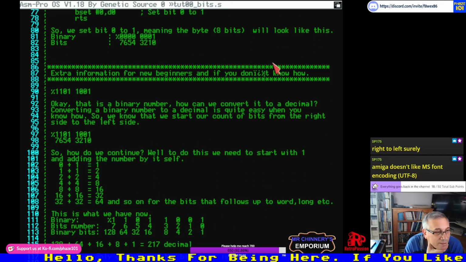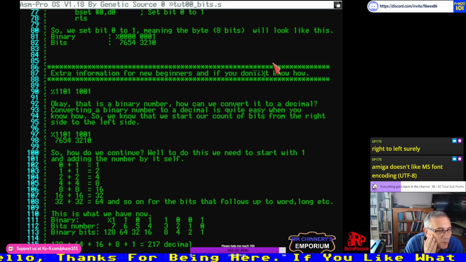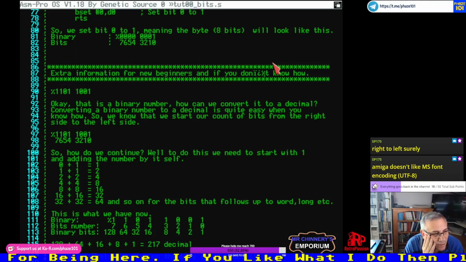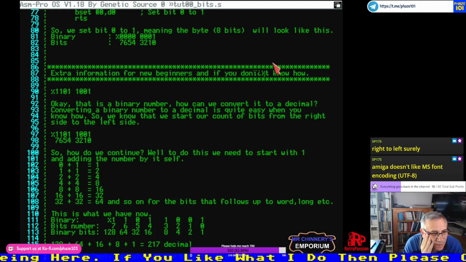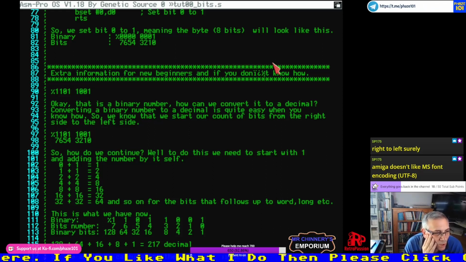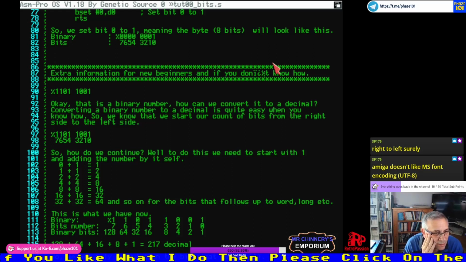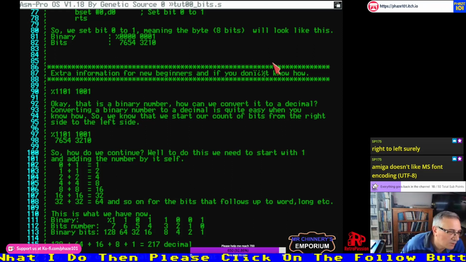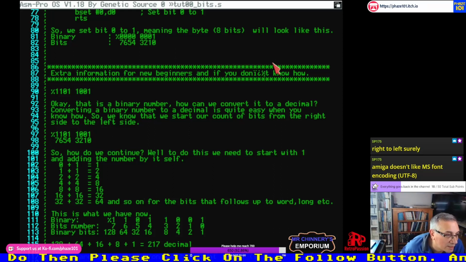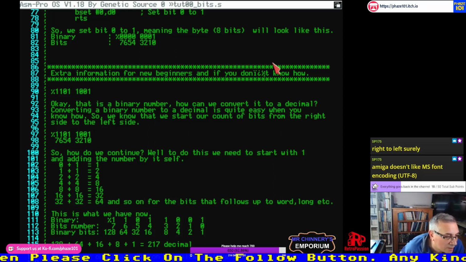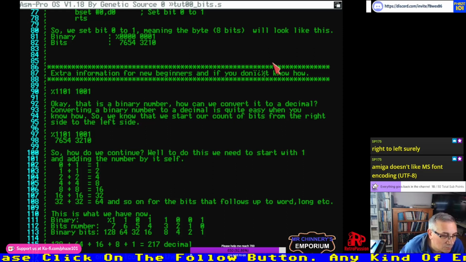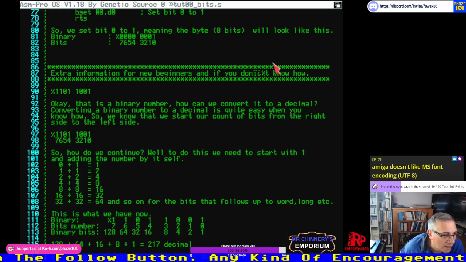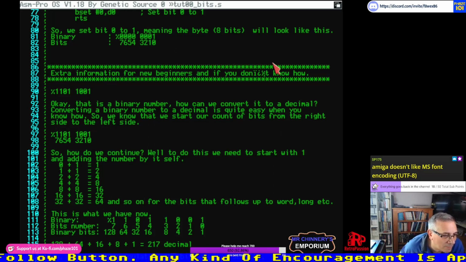Okay, that is a binary number. We have a binary number. How can we convert it to a decimal? Converting a binary number to a decimal is quite easy when you know how. So we know that we start our count of bits from the right side to the left side. So as he showed here, and as we've seen it before. So how do we continue? Well, to do this, we need to start with 1 and add the number to itself.